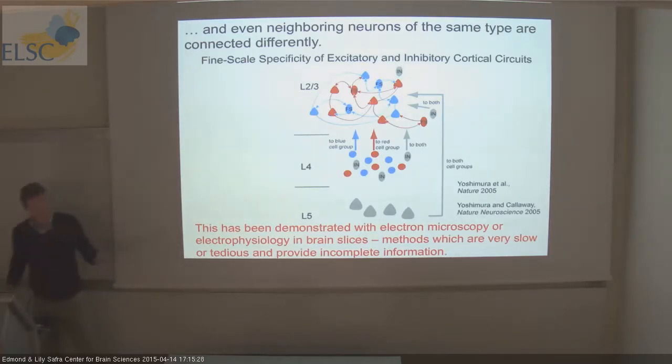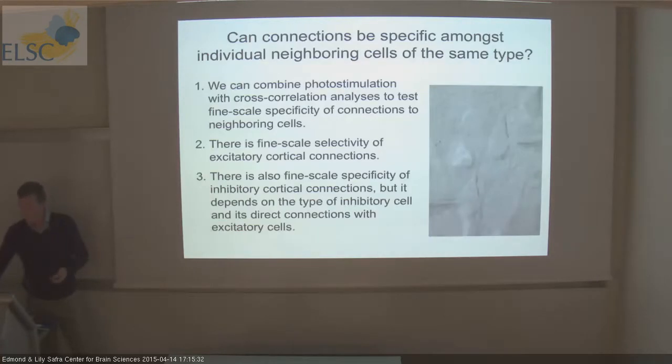I'm not going to go into the schematic in detail because I'm actually going to show you the experiments that we did to demonstrate this. At the time when we started doing these experiments, we knew that if you just recorded from two neurons right next to each other in a brain slice, say in layer 2-3 of the cortex, they would only rarely be connected to each other, 10 or 15% of the time.